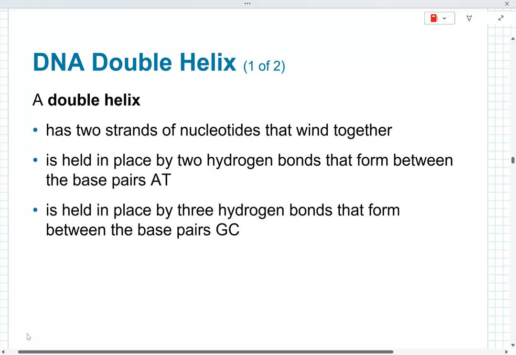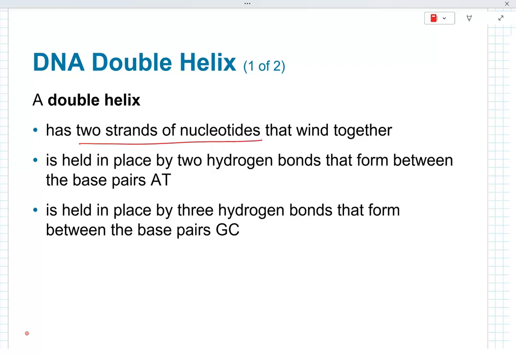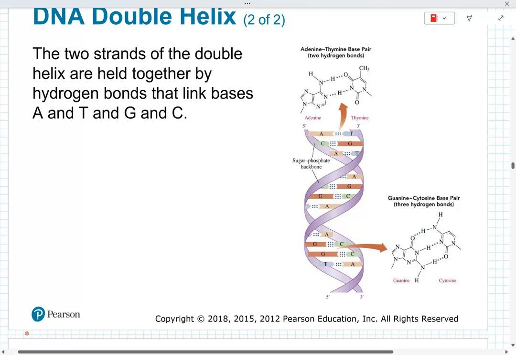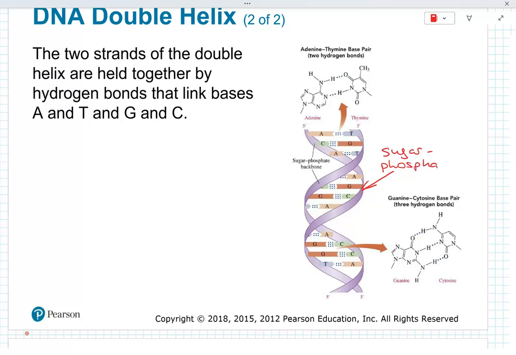So far we figured that the strands in the DNA are held together by hydrogen bonds. There are two strands, and they wind around each other like this. Okay? So, this blue ribbon represents the sugar phosphate backbone.